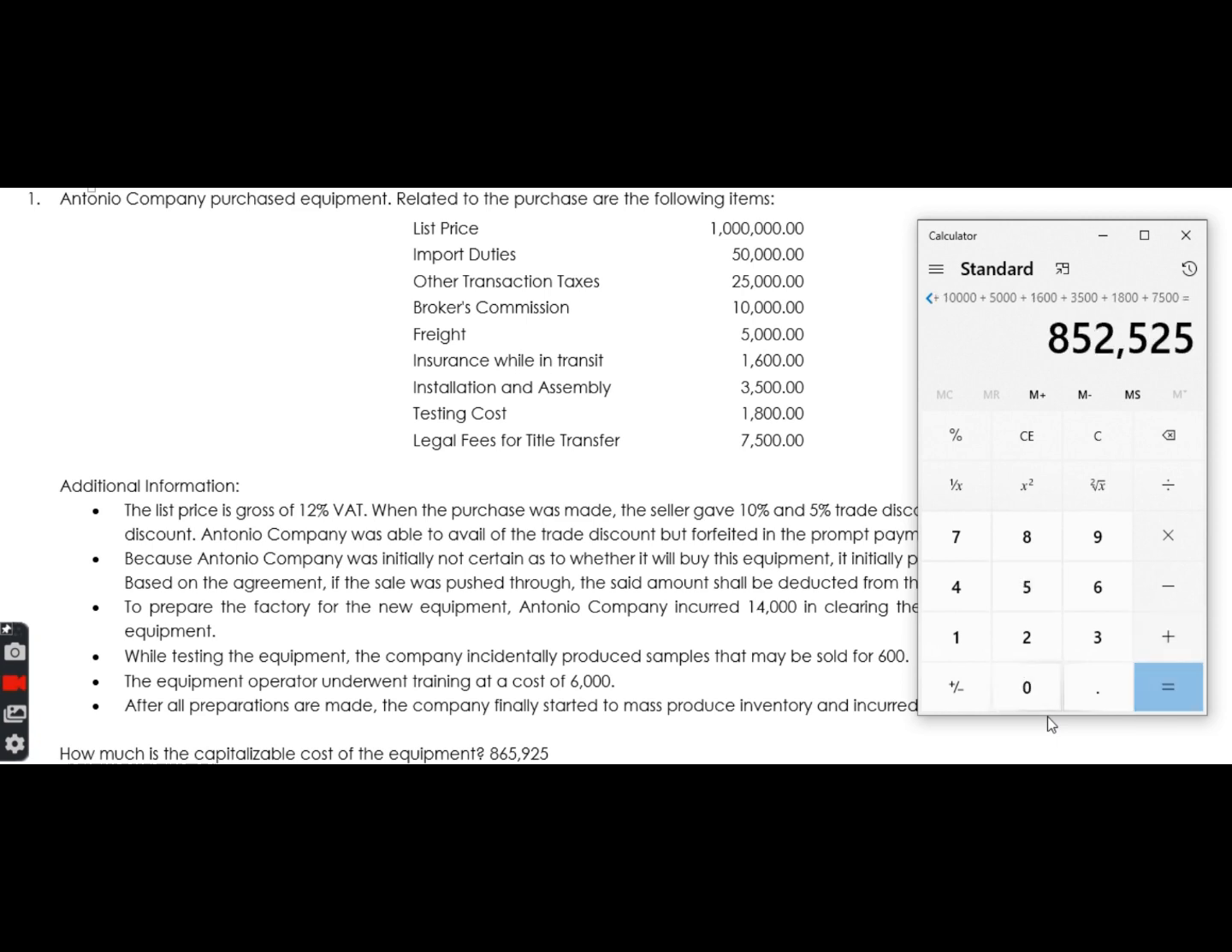Okay, tapos ano pa yung hindi natin na-capitalize? Yung sinabi natin kanina na yung 14,000 dito. Okay, yun ang tawag dito, yung clearing.